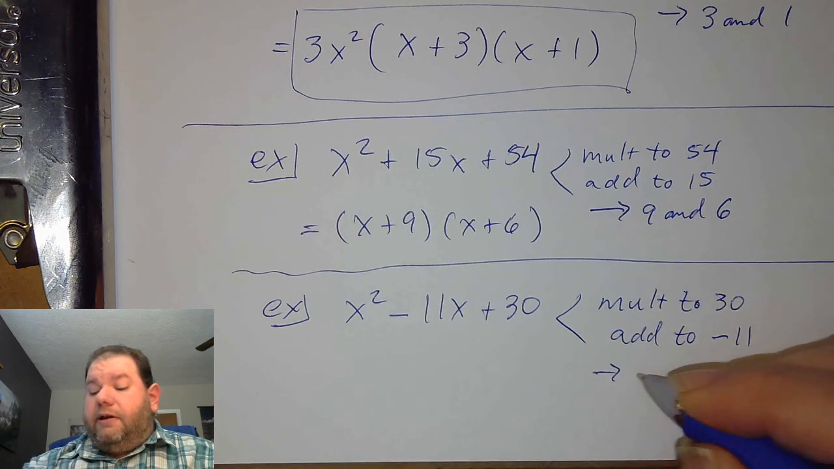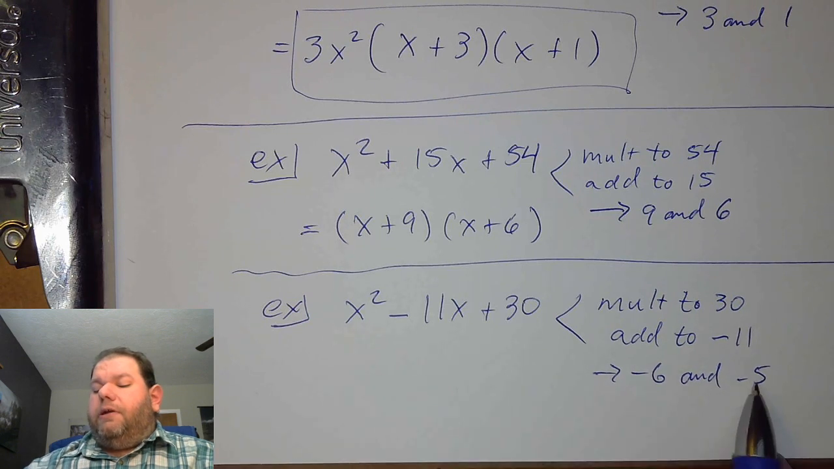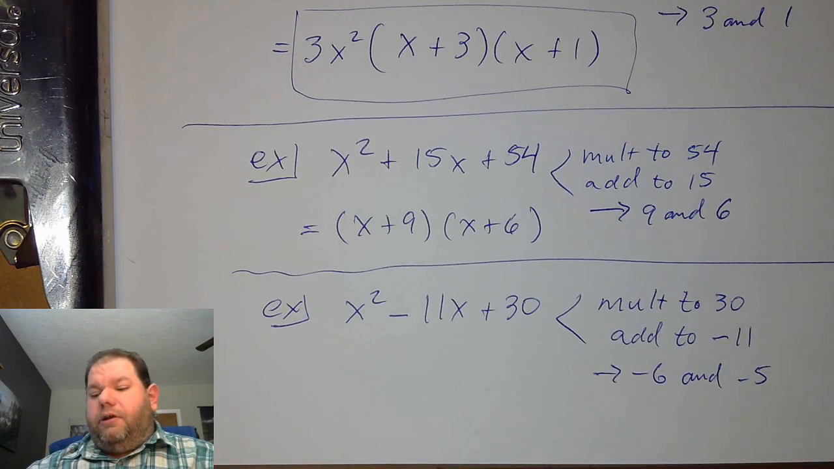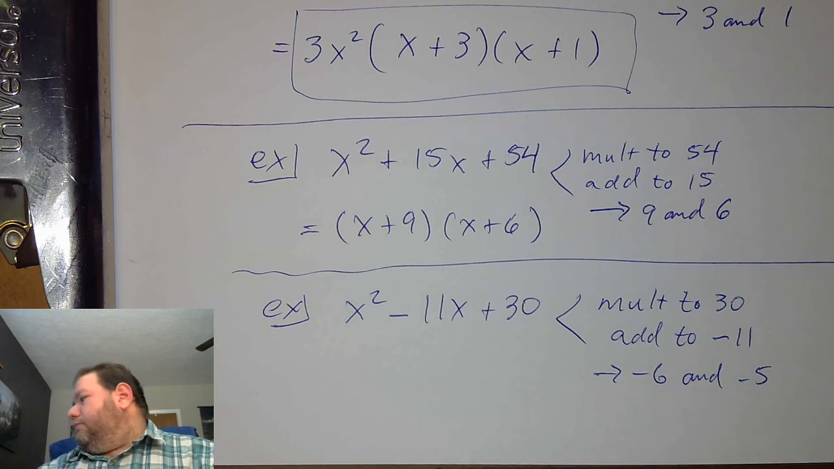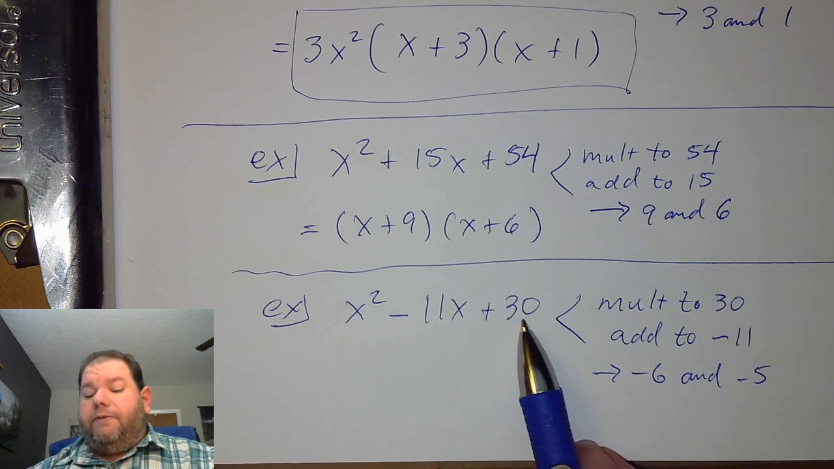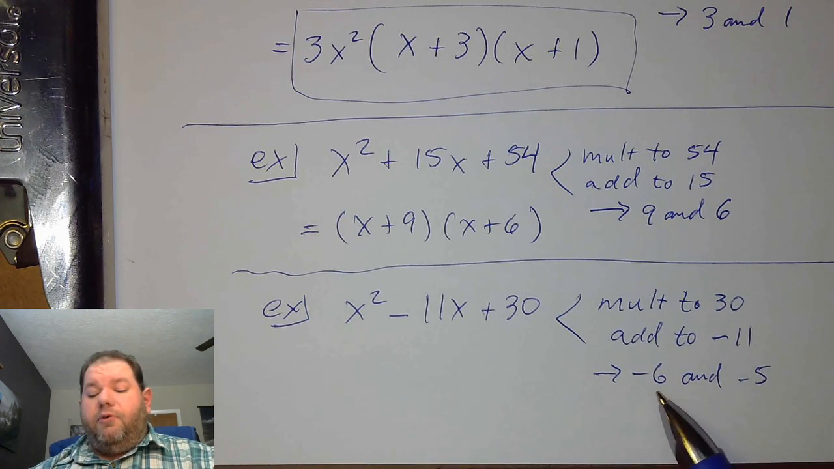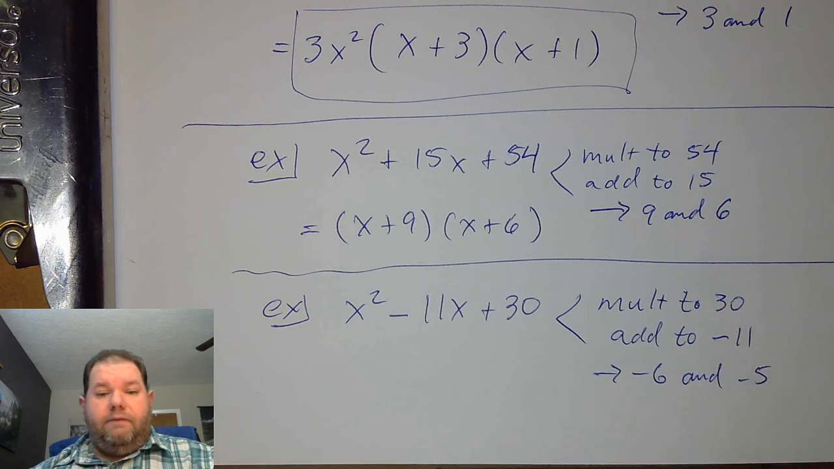Yes, negative 6 and negative 5. Multiplying, these give us a product of 30, and adding, they add up to a negative 11. So the fact that this was negative means that they still multiply to a positive number but then add up to a negative number. The only way that's true is if both numbers are negative themselves. So we know a negative times a negative is positive, and a negative plus a negative is negative.